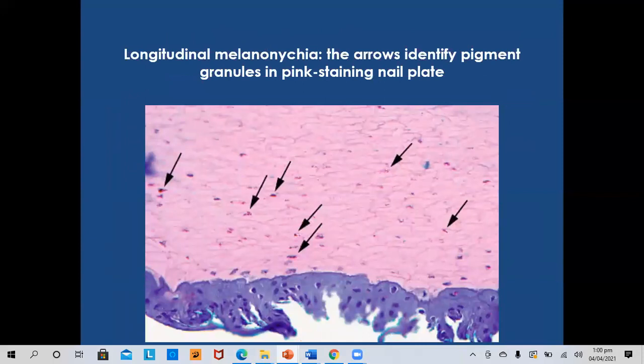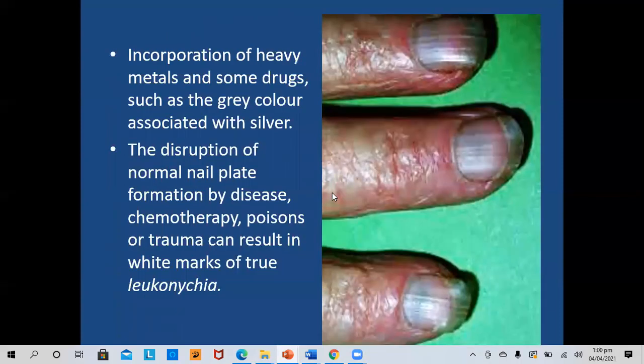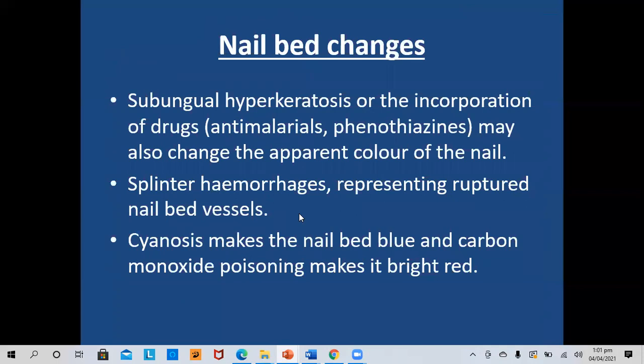And the arrow identifies the pigment granules in the Fontana-stained nail plate. So you can see this pigment is present in the nail plate as well. Then pigmentation of the nail can occur by use of heavy metals, by some drugs like silver, disruption of normal nail plate by chemotherapy, by some poisons or trauma can result in white marks of true leukonychia.